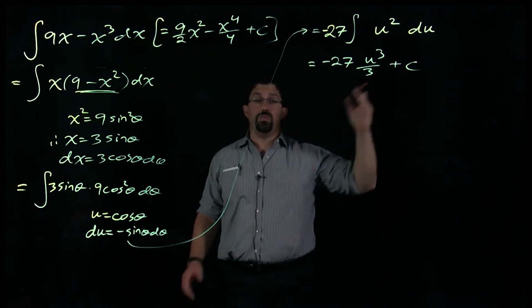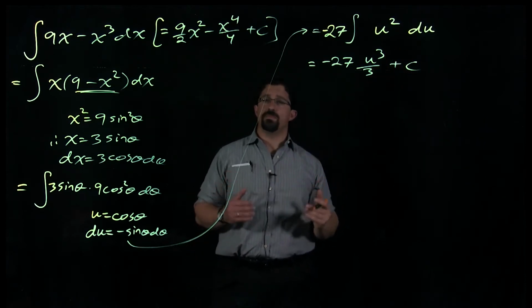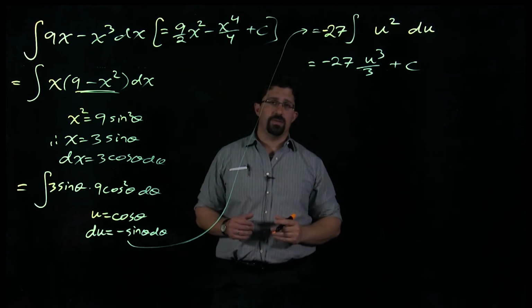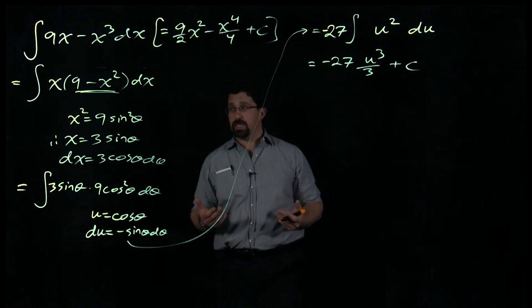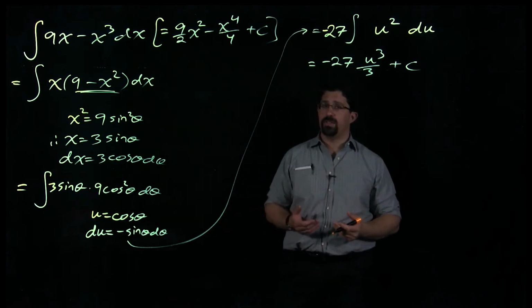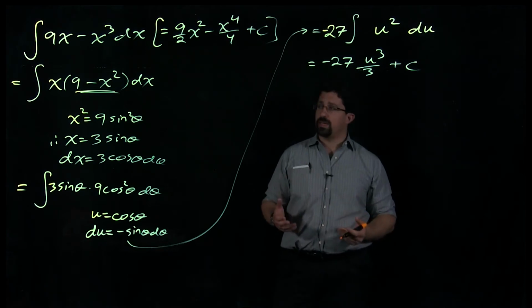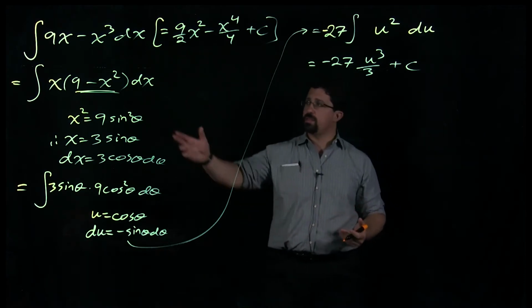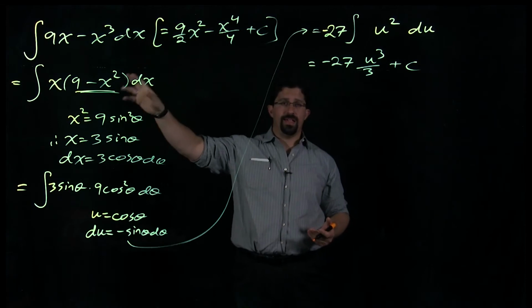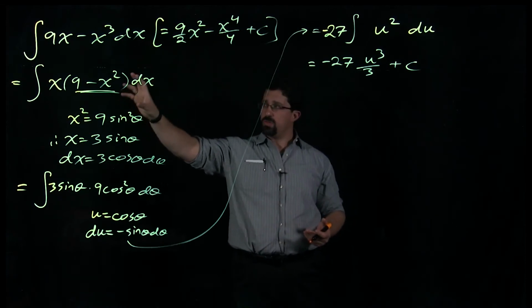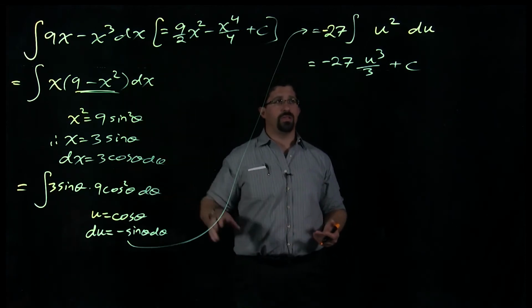Because this is indefinite, we have no choice. We've got to bring this back to our original variable, which can take time. It certainly can take an awful lot of effort. I generally recommend, and I have in other videos, that if you have a definite integral, you do change the bounds of integration throughout.